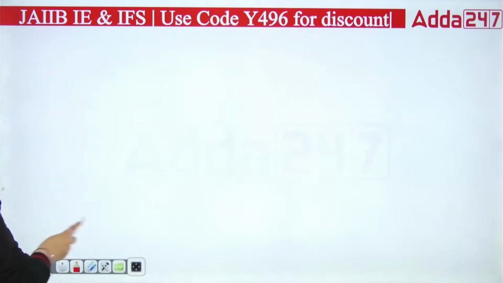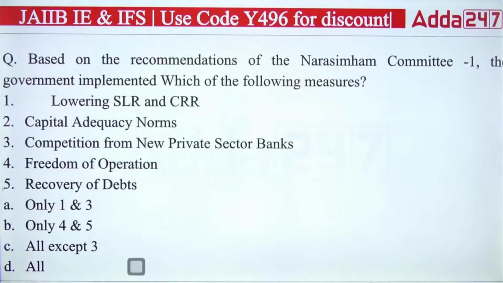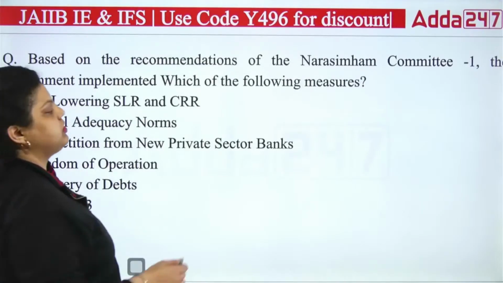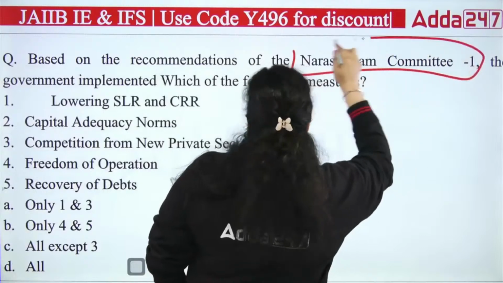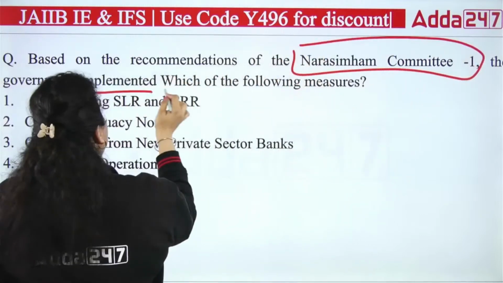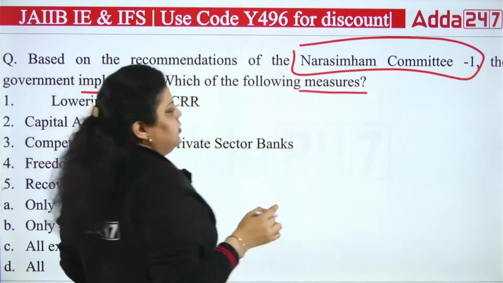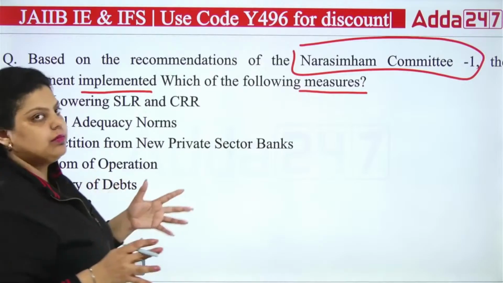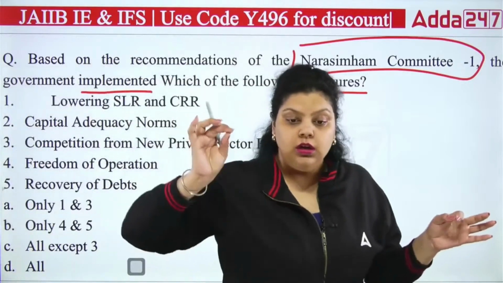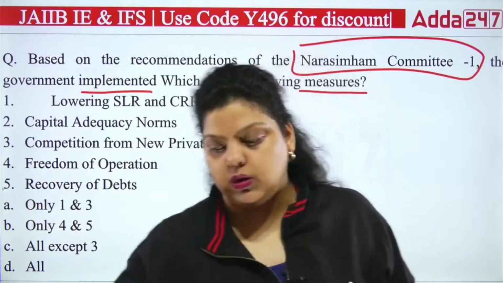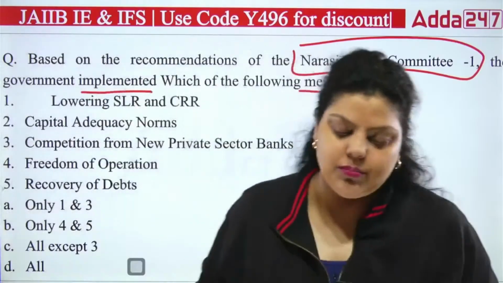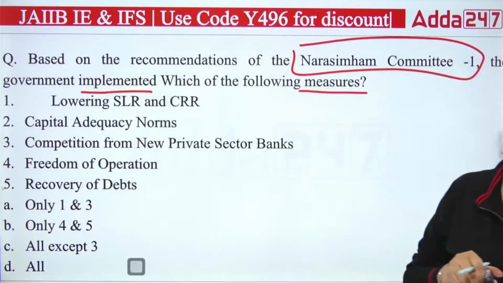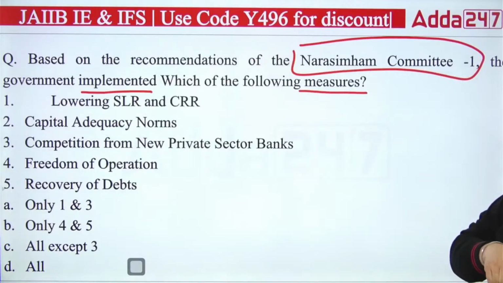Okay, next question we have here: based on the recommendation of Narsimhan Committee 1, the government implemented which of the following measures? So what are the recommendations that we have already seen? Now the question is asking, on the basis of the Narsimhan Committee 1's recommendation, what are the norms or things which have been implemented by the government? You have to answer A, B, C or D?